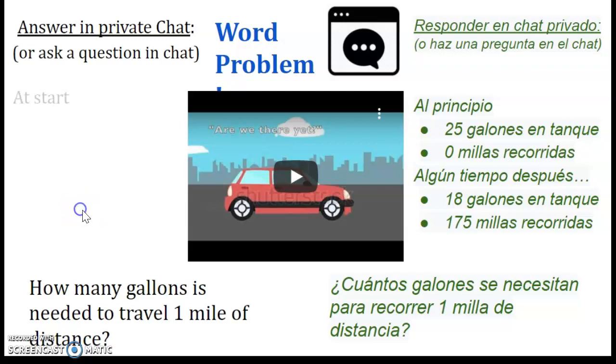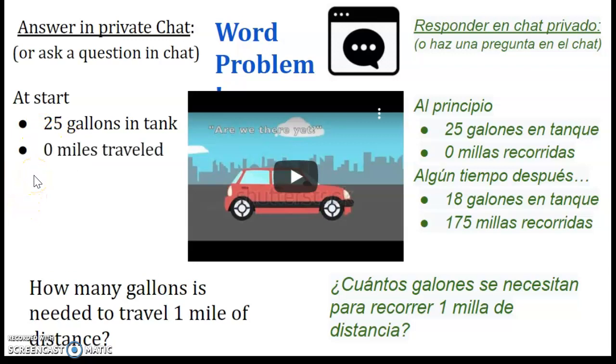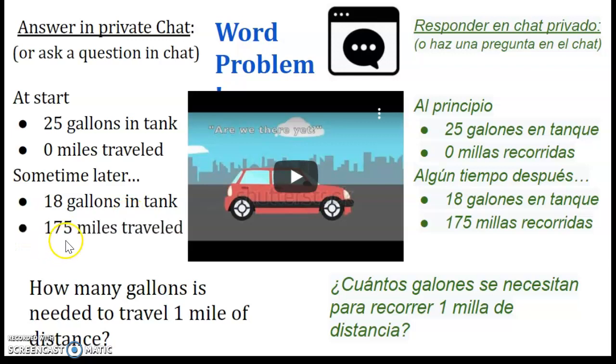So we're given that at start, 25 gallons in the tank and 0 miles traveled. And sometime later, 18 gallons are in the tank and 175 miles have traveled. Okay, so I want you to pause the video and think about how many gallons is needed to travel 1 mile of distance. So we are figuring out the gallons per mile unit rate here.